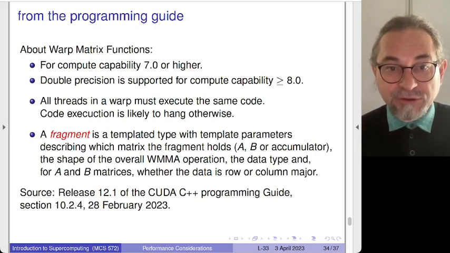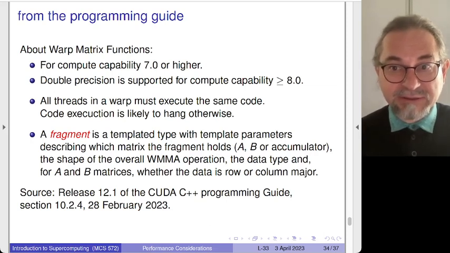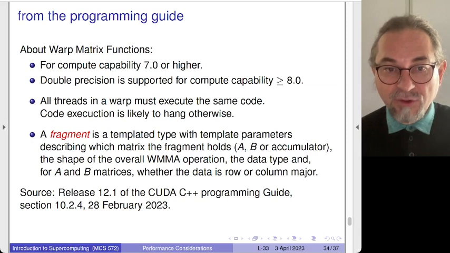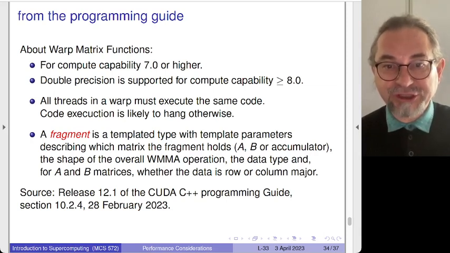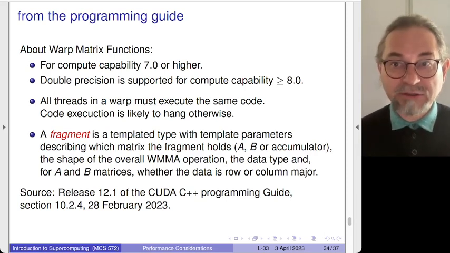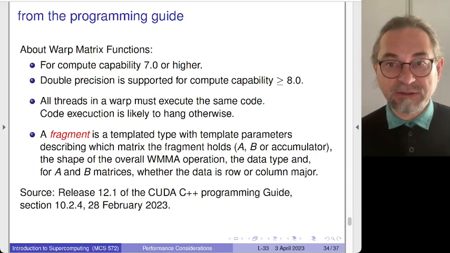So there is the notion of fragments. This is C++, so it's a templated type. You can describe which matrix is held, the A, the B, or the accumulator. You can define the shape, and also, important, whether the matrix is stored row-wise or column-wise. So we address this when we consider the A and the B matrices.